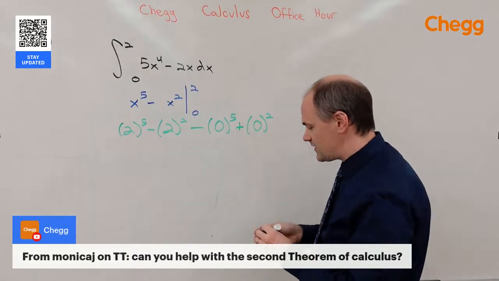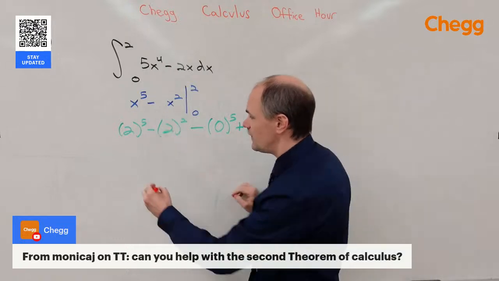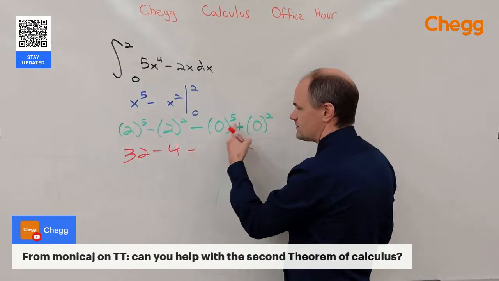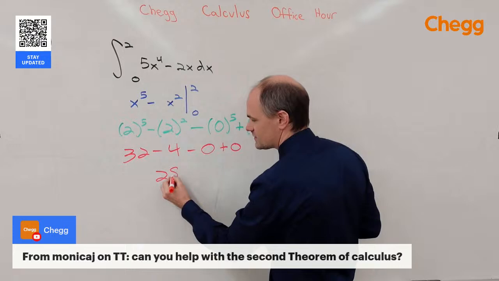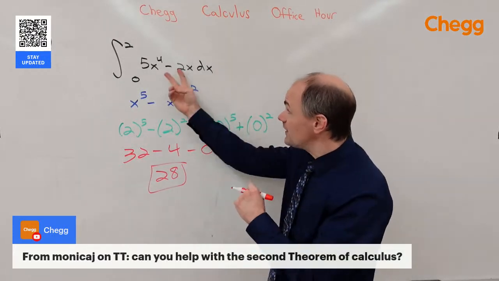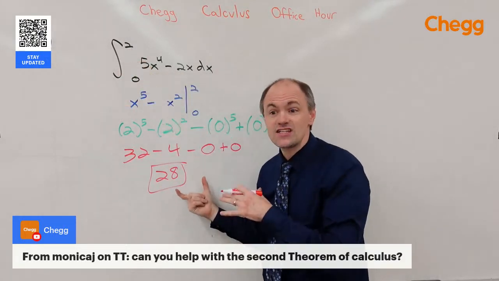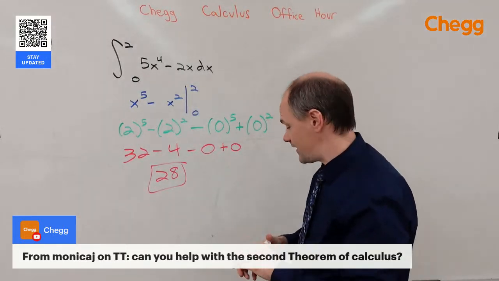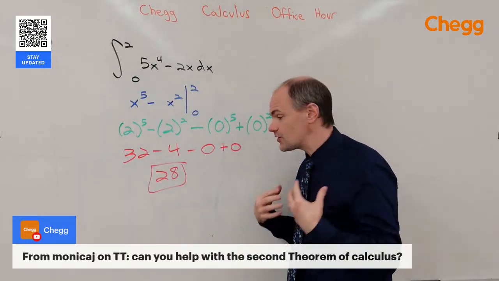And then we can evaluate this probably on a calculator, but we're going to test my mental math here today. 2 to the 5th, I think, is 32. 2 squared is 4. 0 to the 5th and 0 squared are 0. So I think we end up with 28 for a final answer. And what that tells us is the area under this curve between 0 and 2 is exactly 28 square inches. That's what the fundamental theorem of calculus is helping us to find. So hopefully that's the one you were looking for. That's the one my textbook calls part 2.